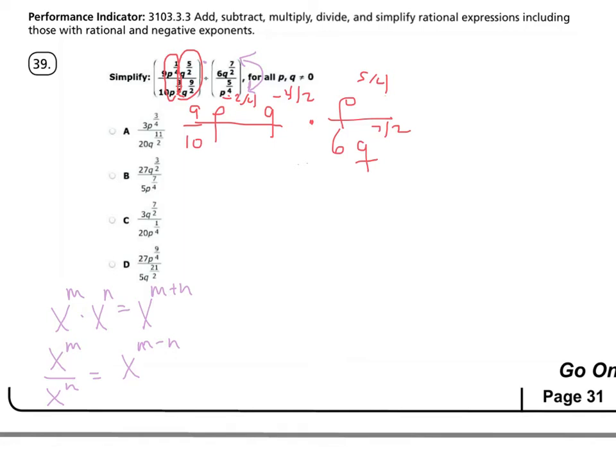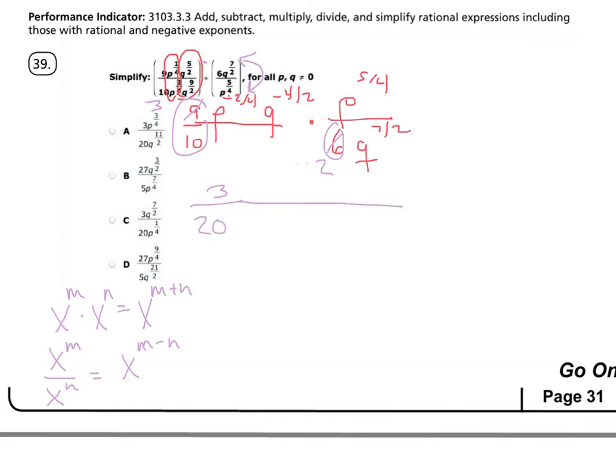Now we're still going to get our like terms together. So we basically can reduce these numbers here. I'm going to just say that 3 goes into 9 3 times and 3 goes into 6 2 times. So that's going to simplify to 3/20. Remember, you can just stick that in your calculator and reduce that fraction.